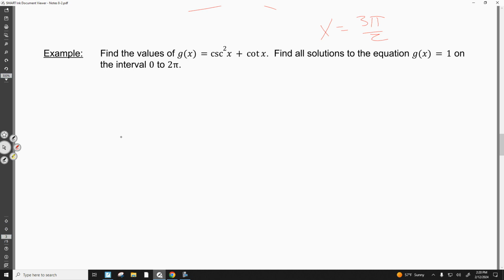I got cosecant squared plus cotangent x. When does that equal 1? Now it's like, okay, I can set up something. I can set it equal to 1. I can subtract 1. And I have this. Again, this is like having an x squared plus a y minus a 1 equals 0. I don't know what to do here. I want to probably replace cosecant squared with what it's equal to. But what the heck is it equal to?